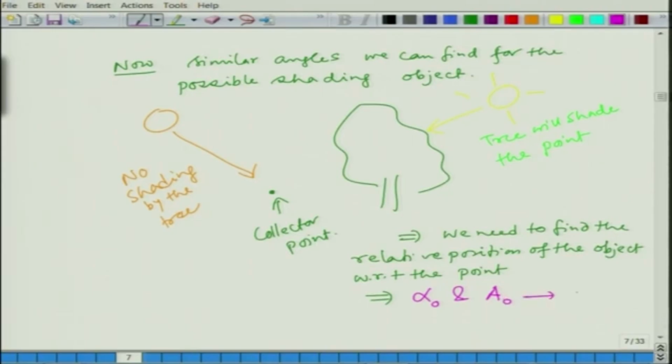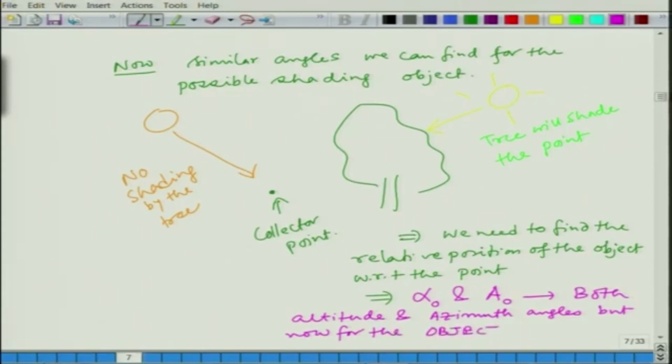Okay. So, both altitude and azimuth angles, but now for the object, and that is why the subscript O. Okay. So, if that is the case, then we have the relative position of both the sun and the object. And what is the criteria of shading?